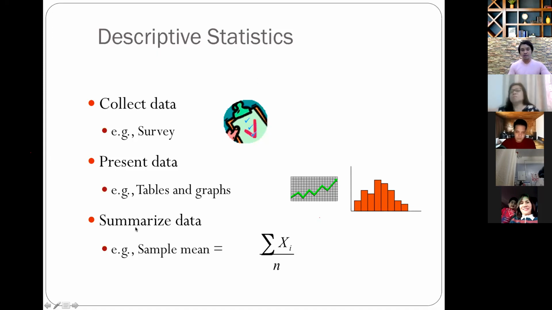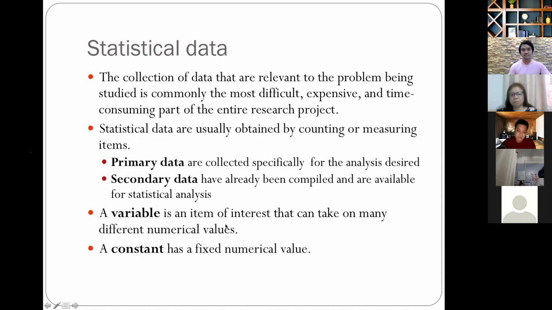And of course, when you collect data, you summarize them. Itong formula na to, design lang yan. But of course, this time, software nang gagamitin natin for the computation of descriptive statistics. So the collection of data that are relevant to the problem, ito yung sinasabi ko kanina, na you do not just collect data. You must be guided by the statement of the problem or objectives of your research paper.